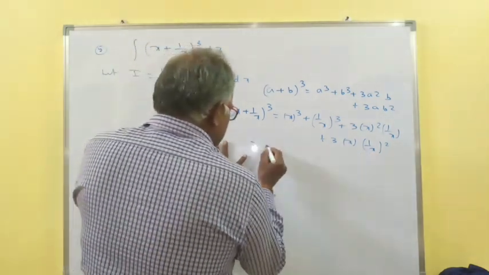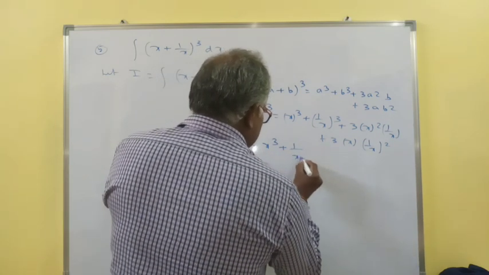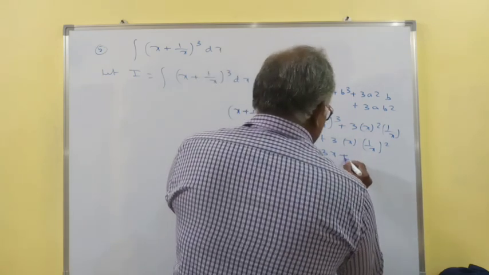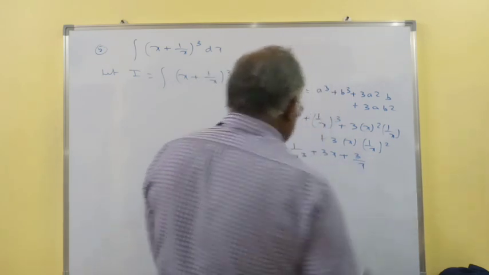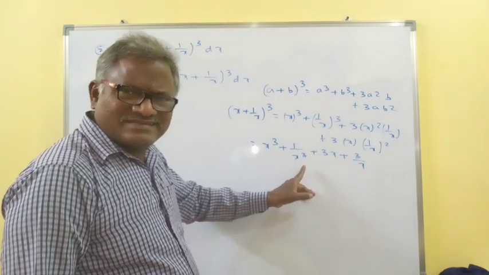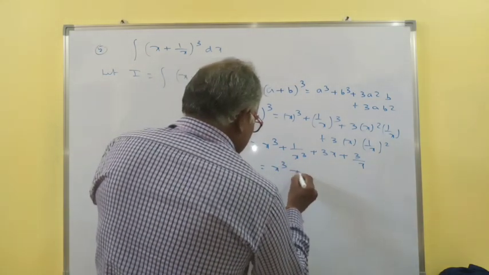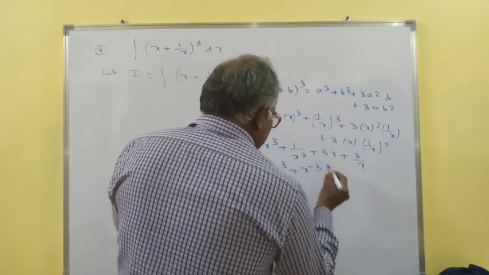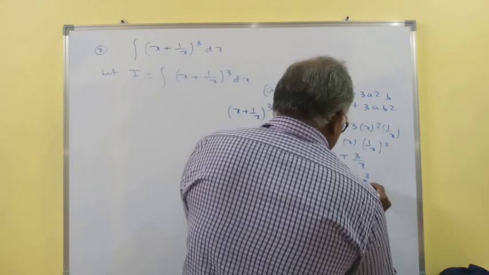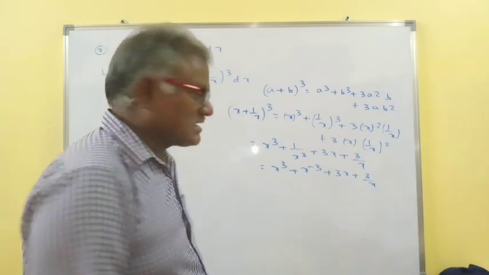So what is the simplified form? x cube plus 1 by x cube, here 3x, here 3 by x. Again, we don't know about 1 by x power n, so you should rewrite the form like this: x cube plus x power minus 3 plus 3x. We know the formula for 1 by x, log modulus x.